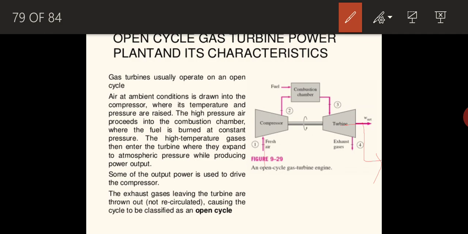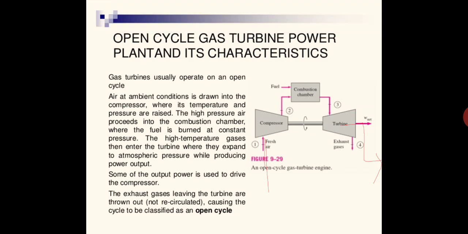See, from one side the atmospheric air is taken into the compressor and passed through the combustion chamber, finally expanding through the blades of the turbine, and it is directly left into the atmosphere. There is no recirculation of the combustion gases after expansion in the turbine. That is what is known as the open cycle gas turbine power plant. Gas turbines usually operate on an open cycle. Commonly it is open cycle only because air is plentiful, but the only difficulty is pollution.